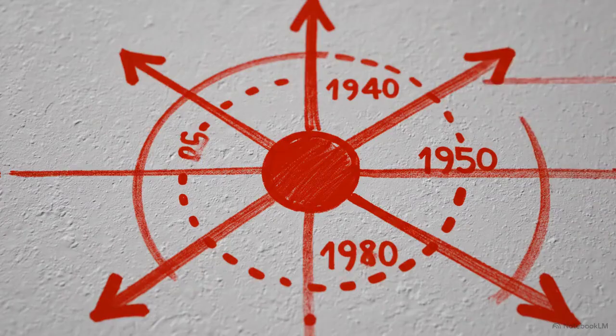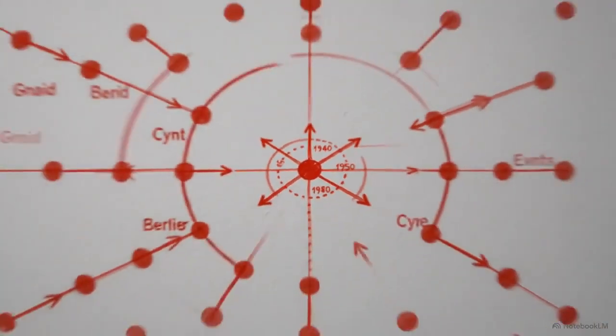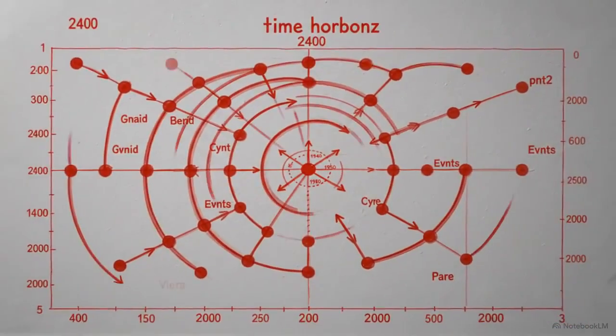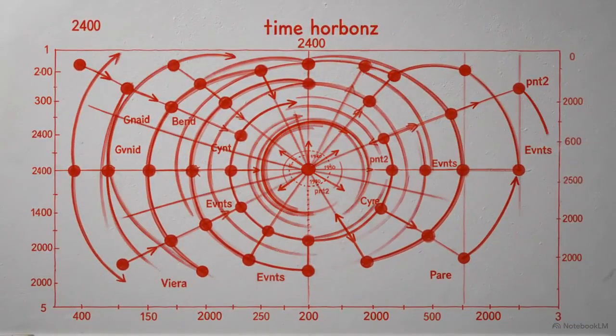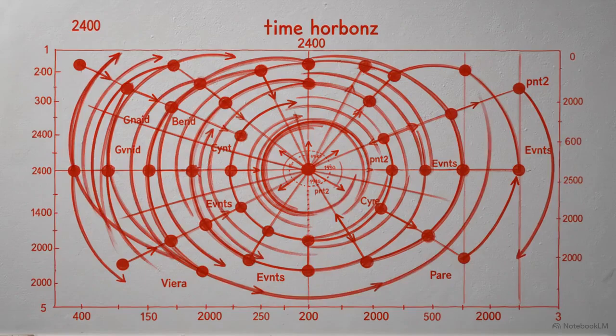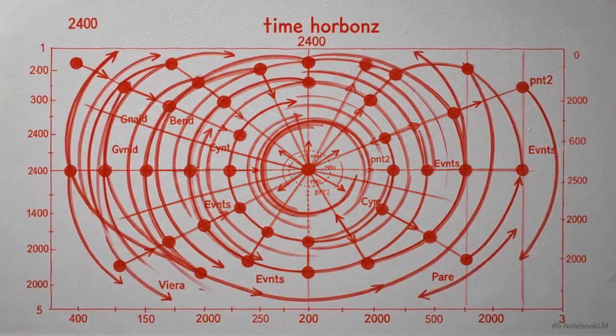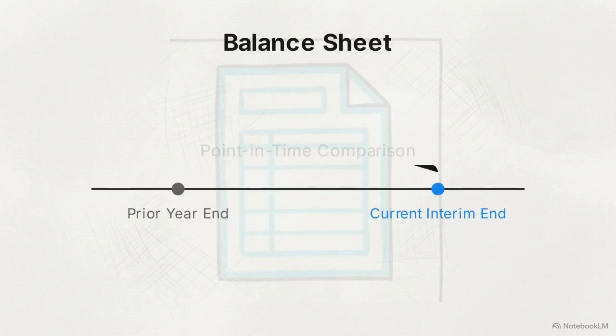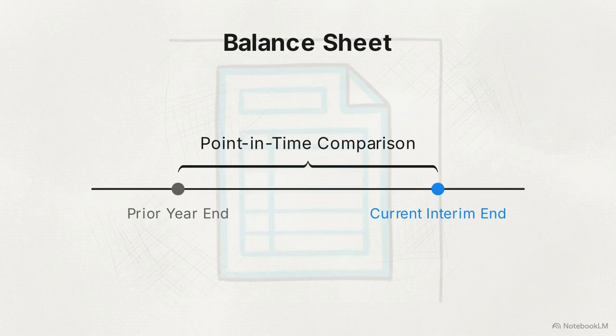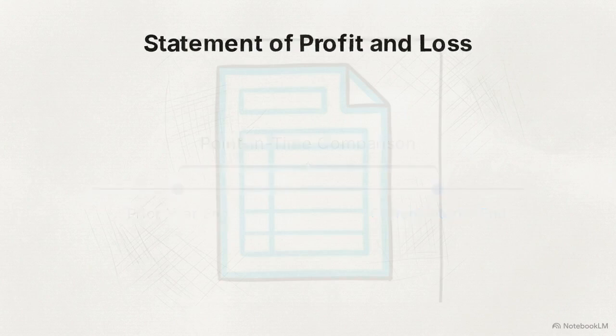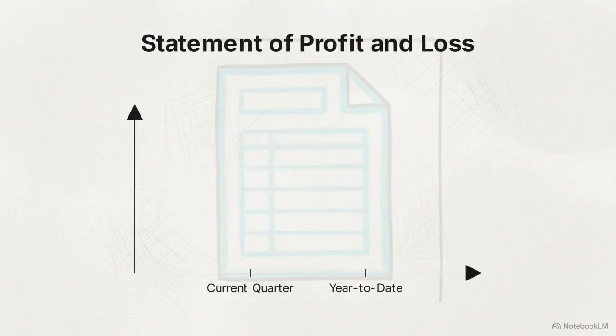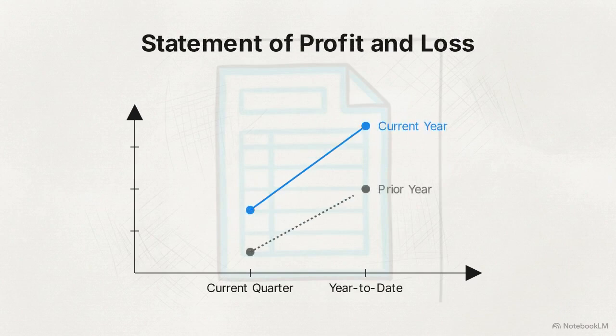Interim figures mean very little in isolation. To provide context, AS25 requires current interim data to be measured against specific historical time horizons. The rules vary by statement. For the balance sheet, the company must compare the end of the current interim period directly against the end of the immediately preceding financial year. The statement of profit and loss requires a dual perspective. It must present figures for the current interim period and cumulatively for the current year to date.